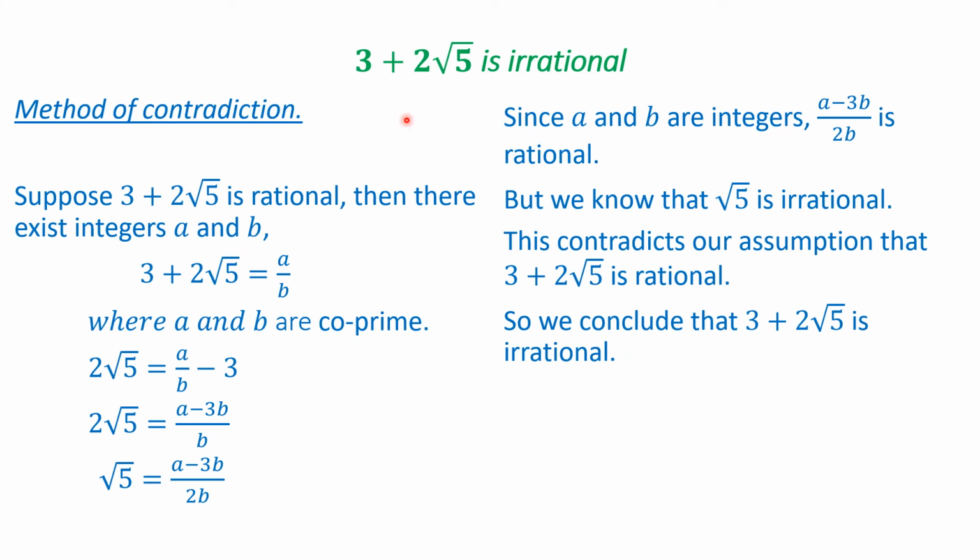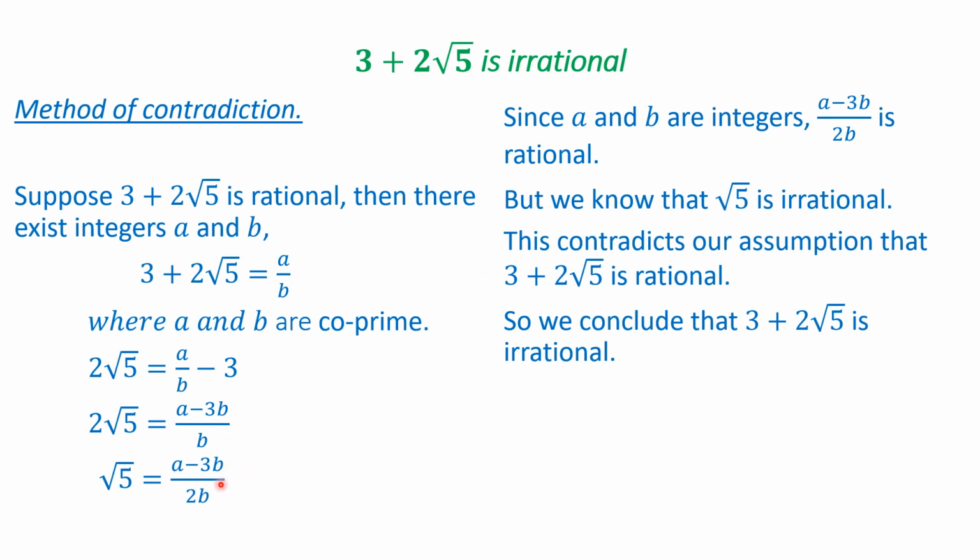Now to prove that 3 plus 2 root 5 is irrational. Suppose 3 plus 2 root 5 is rational, then there exist integers a and b such that 3 plus 2 root 5 is equal to a by b, where a and b are co-prime. This is a very important sentence you should be writing. Now what I do over here is I take 3 to the other side. So I will get 2 root 5 is equal to a by b minus 3. I'll take the LCM on this side, that will give me a minus 3b divided by b, and then I bring 2 down into the denominator, so I'll get a minus 3b divided by 2b.